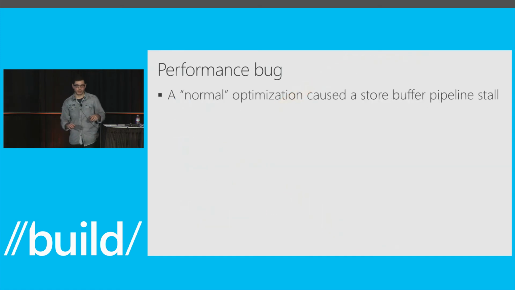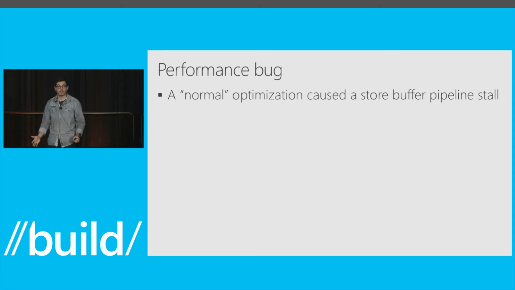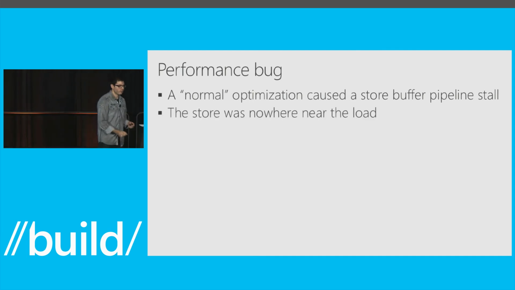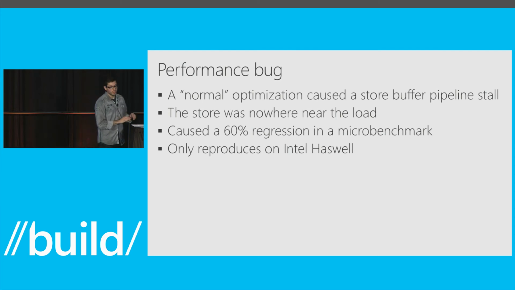So I want to do a recap of this, because I know this is really confusing. Basically, this is just a normal optimization. Look, the chips now support 256-bit instructions. We should be taking advantage of that. Well, that's what we tried to do here. But it then caused the problem in the store buffer. The store was absolutely nowhere near the load. I cannot stress that enough. It's a huge deal. And yes, this caused a 60% regression in the micro benchmark. And it only reproduced on Haswell. Didn't reproduce on Sandy Bridge. Sandy Bridge can't look that far ahead.